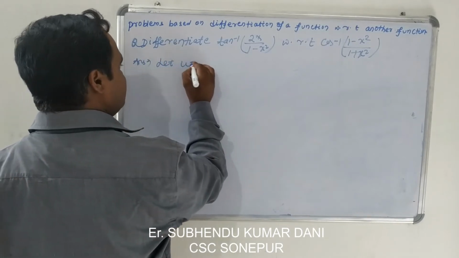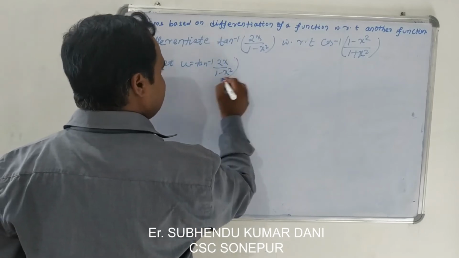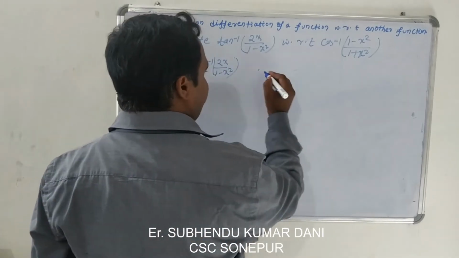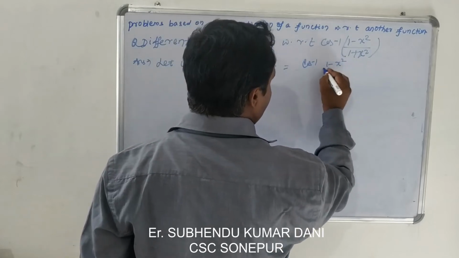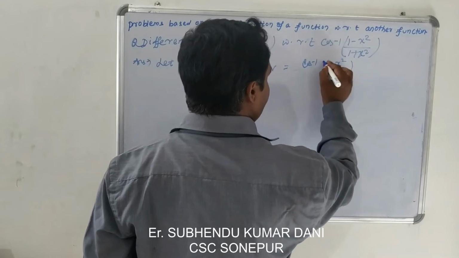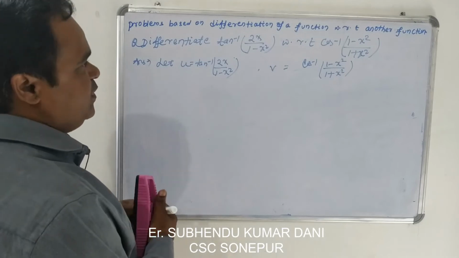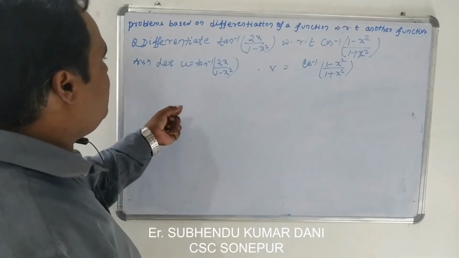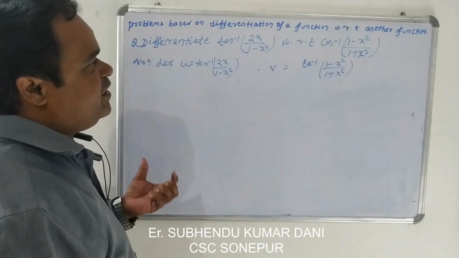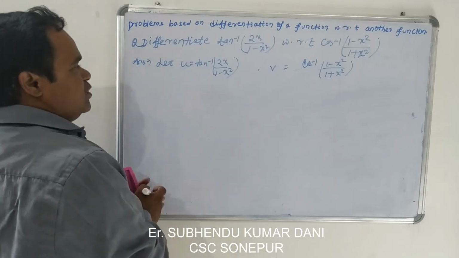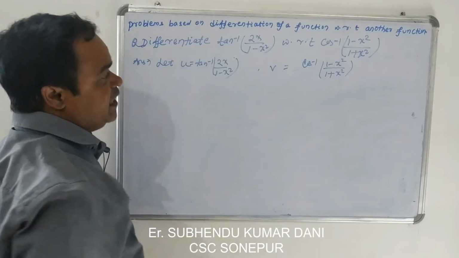Let's suppose u is equal to tan inverse of 2x divided by 1 minus x square. And another value, suppose v equals cos inverse of 1 minus x square by 1 plus x square. Firstly, we know that when you differentiate any inverse function, we negate the inverse functions, so your derivative part is very easy. Here tan, it is based upon which type of formula?